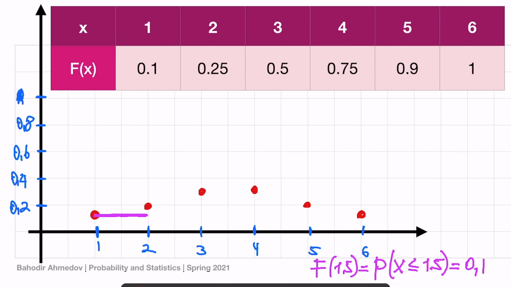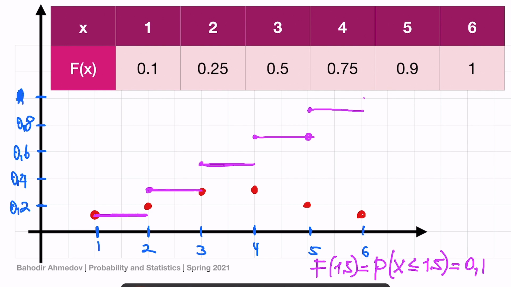So from 2 to 3, I'm going to get different values. From 2 to 3, it is going to be 0.25. From 3 to 4, it is going to be equal to 0.5. From 4 to 5, it is going to be 0.75. From 5 to 6, it is going to be 0.9.